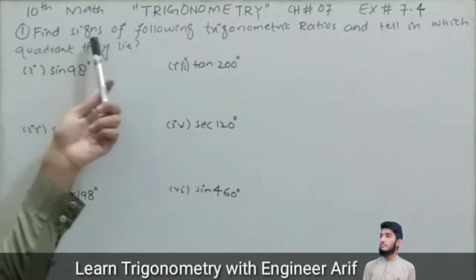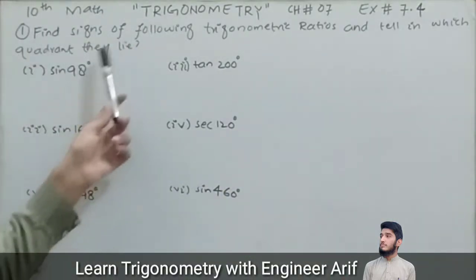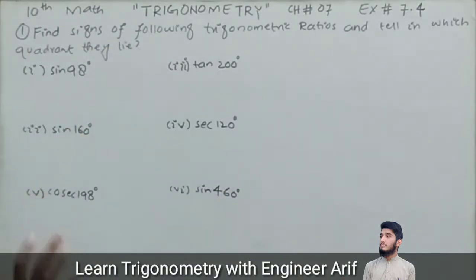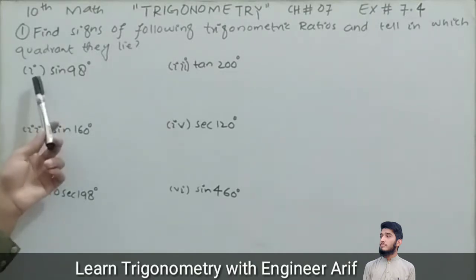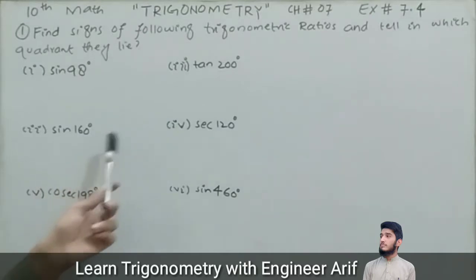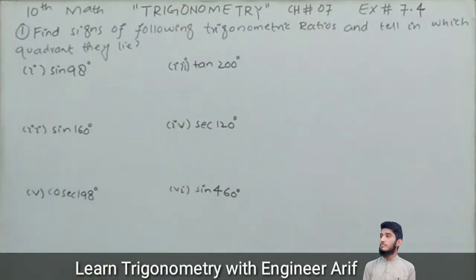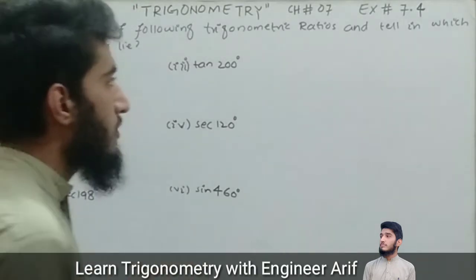It tells us to find the signs of the following trigonometric ratios and tell in which quadrant they lie. There are a total of 6 parts in this question number 1. Part number 1 is sine 98, second is sine 160, part number 3 is tangent 200 degree, fourth is secant 120 degree, fifth is cosecant 198 degree, and the last one is sine 460 degree.